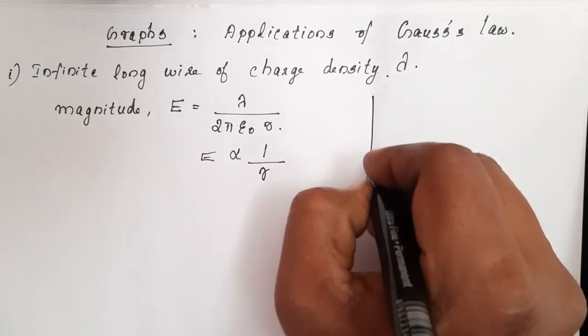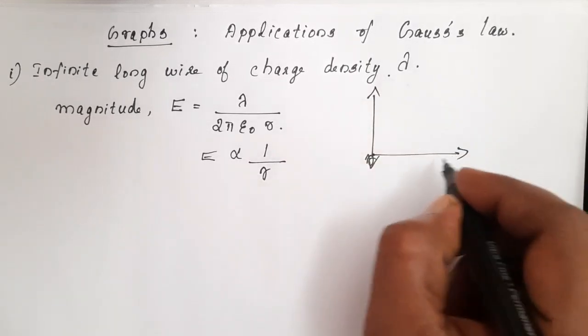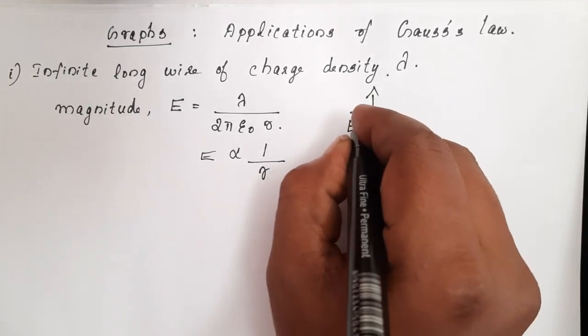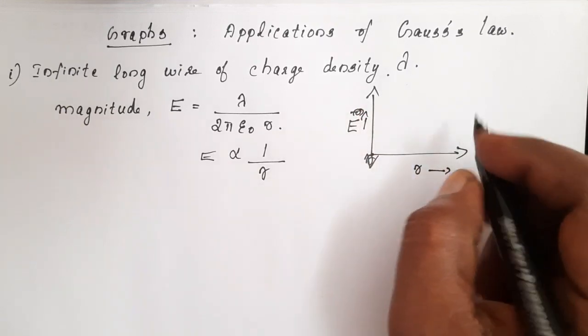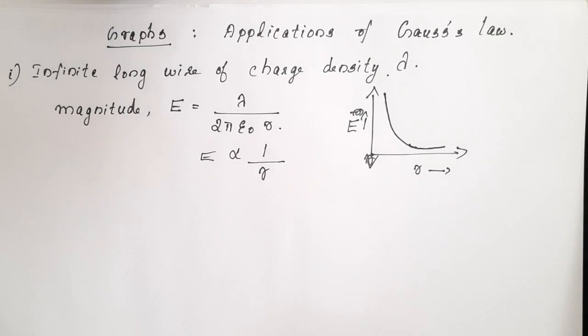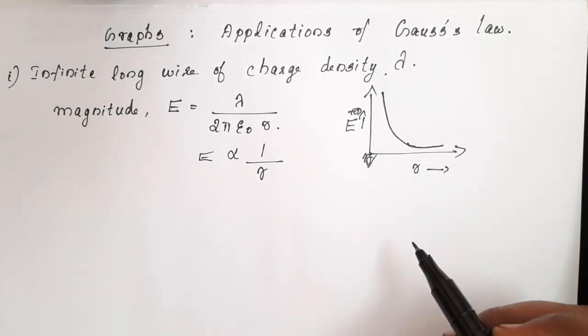So if we draw a graph by taking r along the x-axis and E along the y-axis, we'll have the shape of a hyperbola. Like this graph we will have. So this will be the shape of the E-r graph.